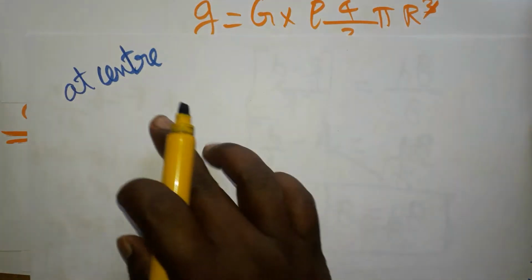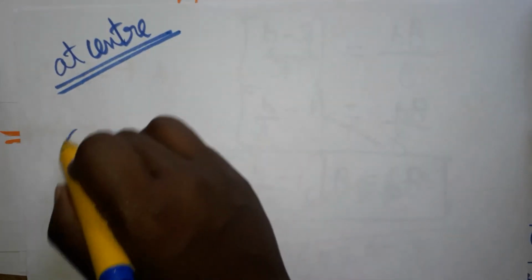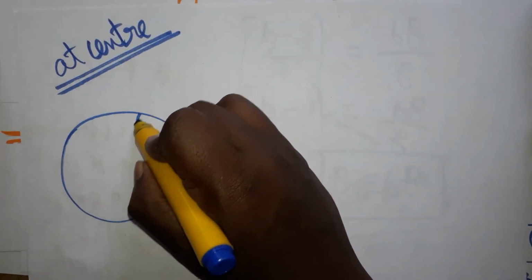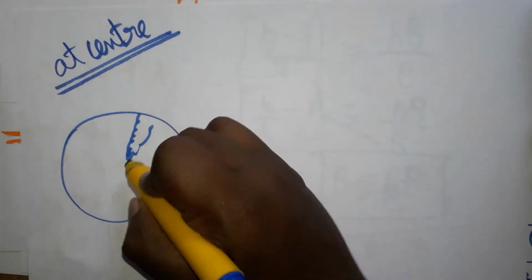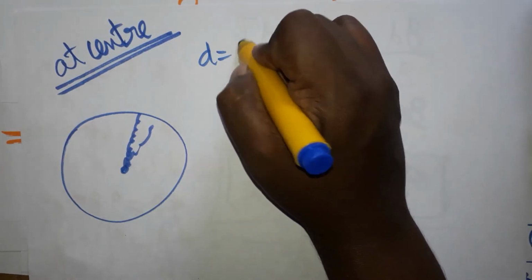Now we are going to discuss what the gravitation is at the center of the earth. We will take this as the earth. When our depth goes to the center of the earth, the depth becomes the radius of the earth.